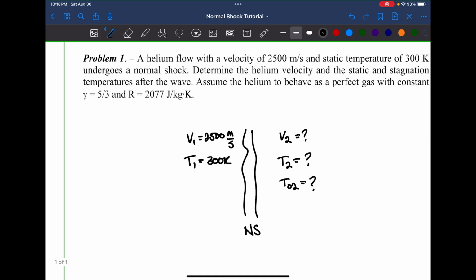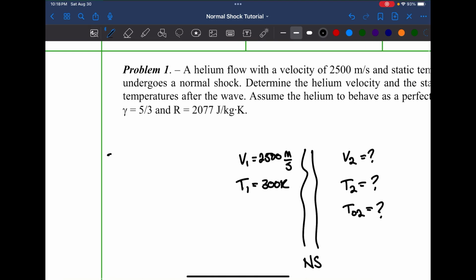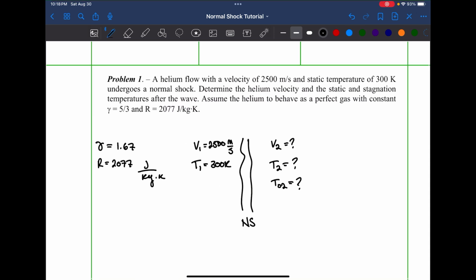We'll go ahead and get gamma. So gamma is 5/3, but that's 1.67 if you divide that out, just so it's easier to plug into a calculator. And we'll go ahead and write out R, just so we've got everything where we want it. All right, so this is pretty much set up now.